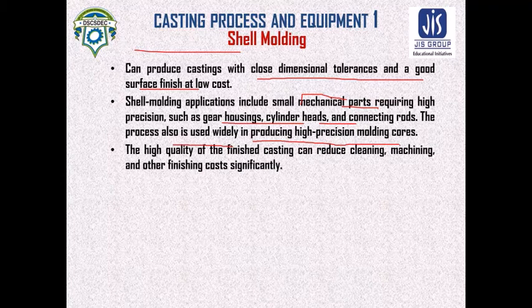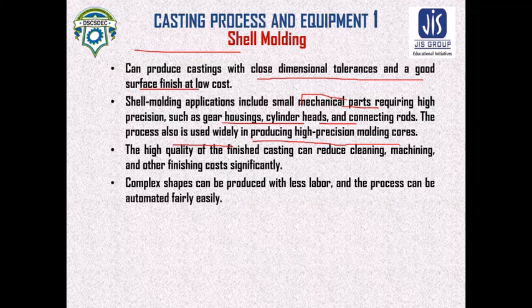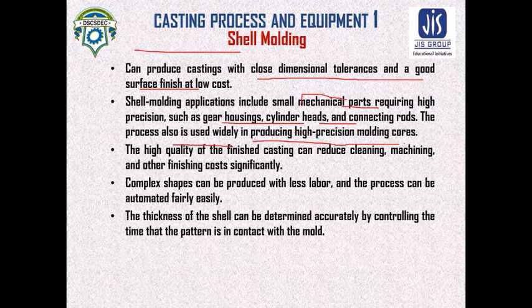Now the quality of the finished casting can reduce cleaning, machining and other finishing costs significantly. Complex or intricate shapes can be made using shell molding with less labor, and the process can be automated very easily. The thickness of the shell can be determined accurately by controlling the time that the pattern is in contact with the mold.